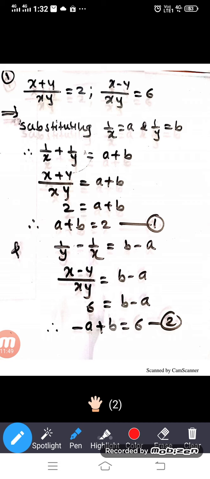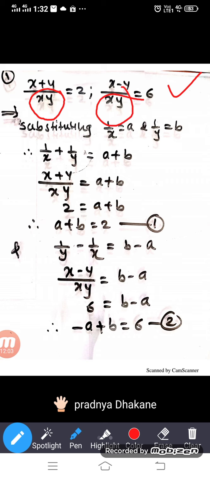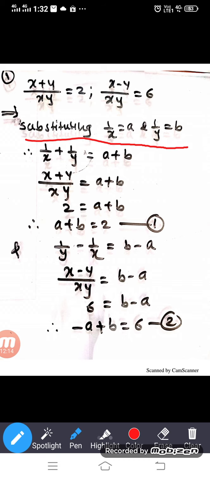x plus y upon xy is equal to 2 and x minus y upon xy is equal to 6. Here at the denominator is the product of two variables x and y. Also in the second equation it is the product of x and y. Here first you understand, 1 upon x is equal to a and 1 upon y is equal to b. How and why do we substitute 1 upon x is equal to a and 1 upon y is equal to b.